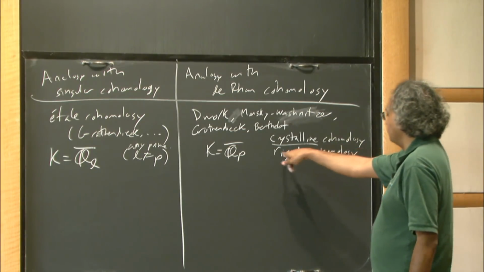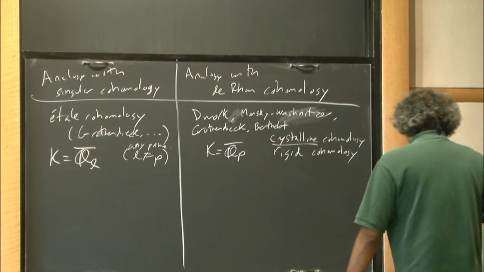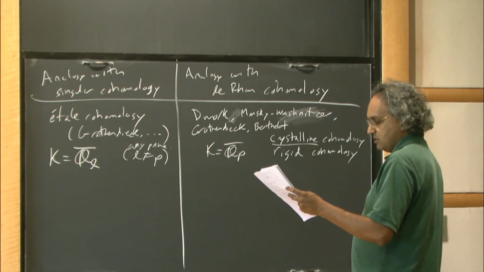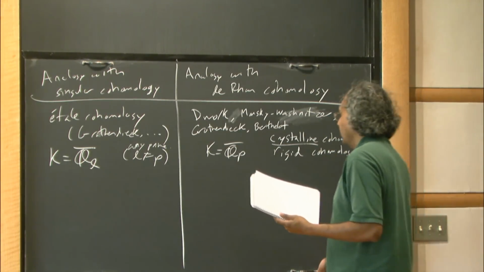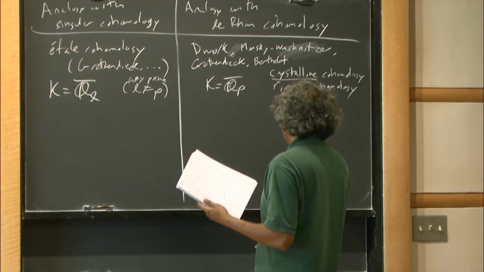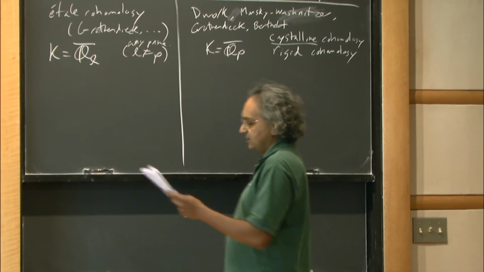So this is some kind of reinterpretation of Dwork's p-adic analytic proof of the rationality of the zeta function. And so it turns out there's a whole parallel picture that goes along.